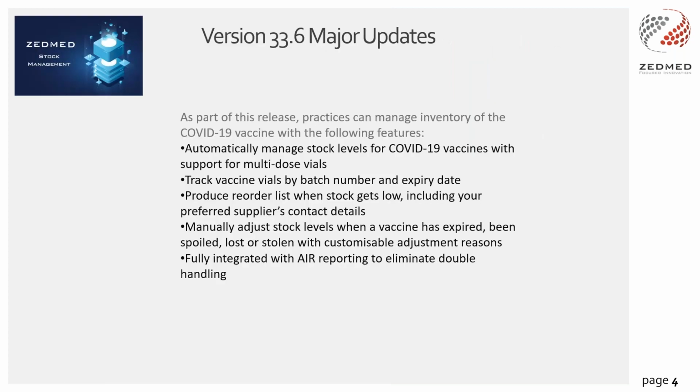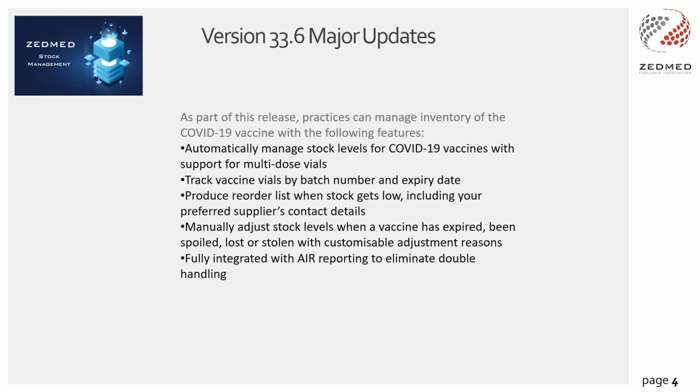In relation to version 33.6, we've got some updates. We have incorporated all of the COVID-19 item numbers and MBS fees. Given that there are so many of them, we have updated the system to reflect the different item numbers that are available to you. In addition, we are now introducing our new stock management module, which is being launched preliminarily for COVID-19 only. We anticipate in the next few weeks that the stock management module will be available for you to use throughout your practice for other items as well. But at this initial stage, it will only be relevant for COVID-19 vaccination.